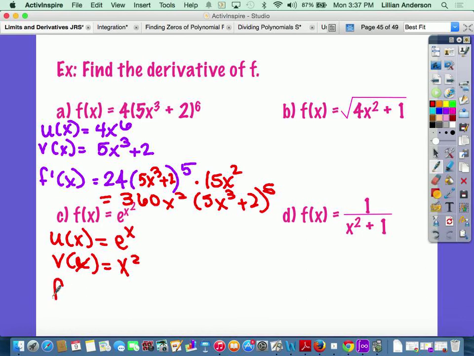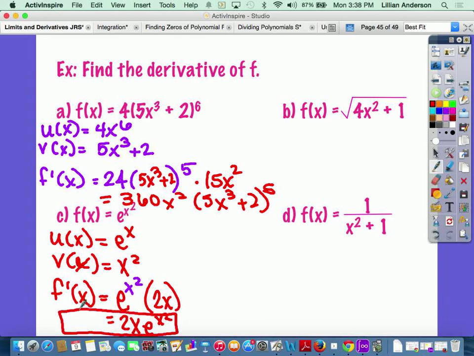So now you take the derivative of u. The derivative of e to the x is just e to the x. But instead of writing x, I'm going to write in whatever v was. And now I multiply it by the derivative of v, which is 2x. Combined together, I get 2x e to the x squared. And that is my derivative.